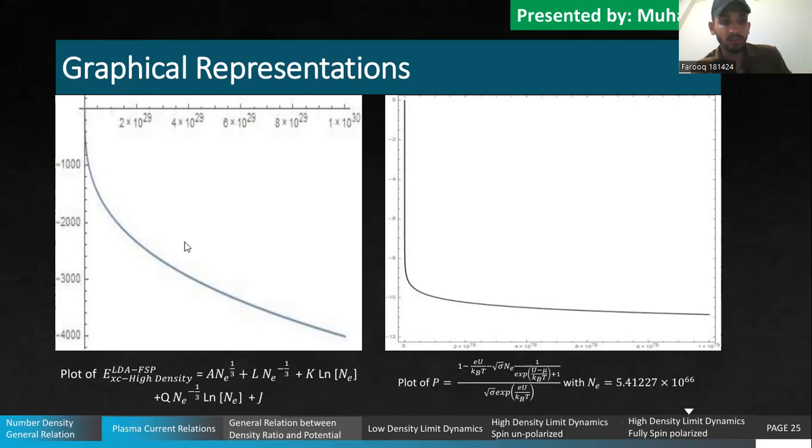Also, here the plot of EXCLD is given, which is the exchange correlation energy for the high density fully spin polarized case, and here we can see that more energy is released from the system. Exchange correlation energy is released from the system, so the curve is larger. Here it is starting from -1000 values and there it was starting from 20, 30.